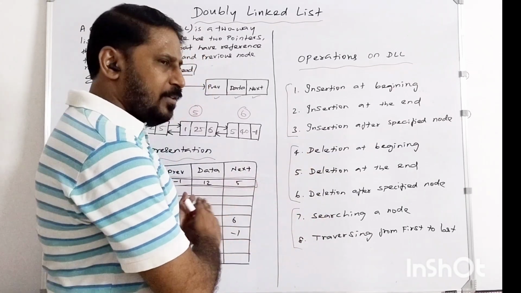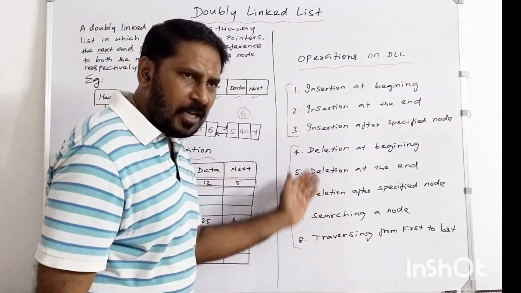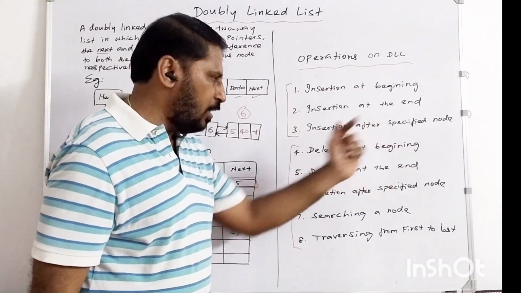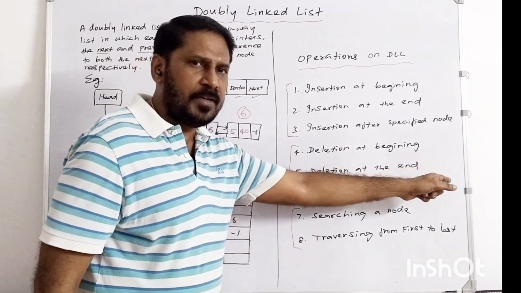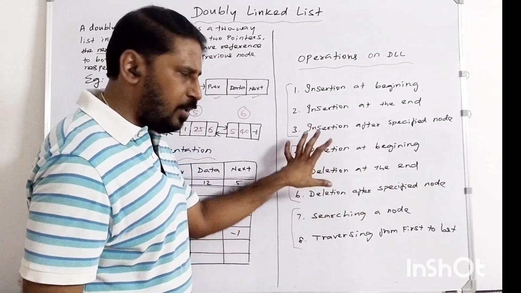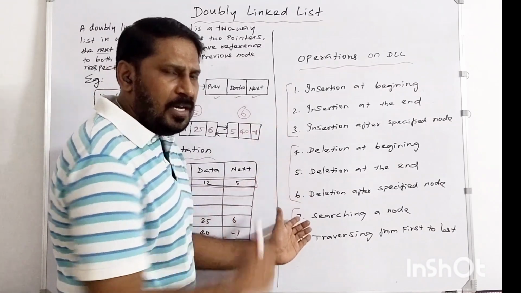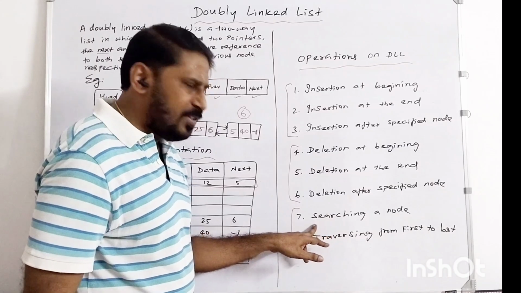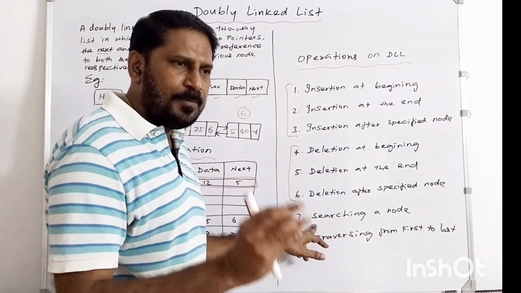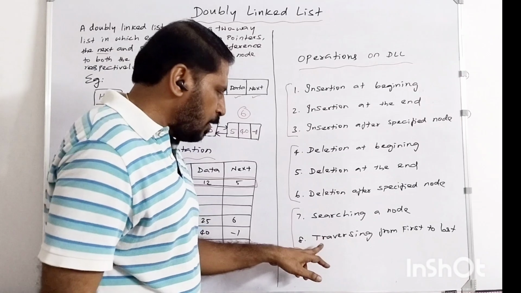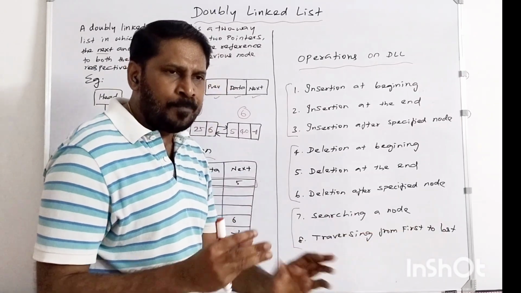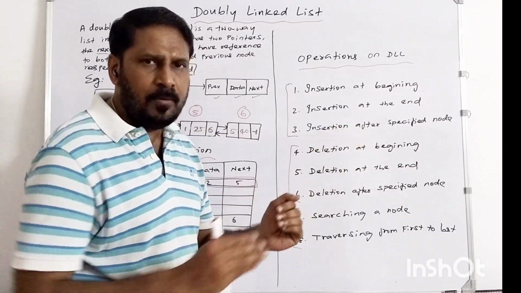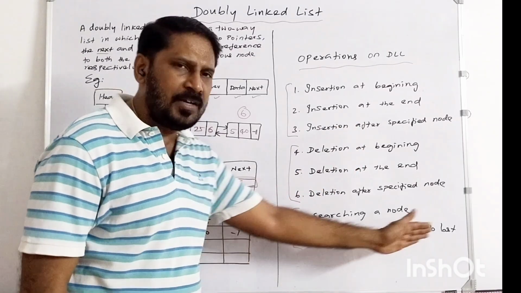And what about deletion? As per the singly linked list, here also there are 3 types of deletion possible: deletion at the beginning, deletion at the end, and deletion after a specified node. Apart from insertion and deletion, 2 other operations are there: searching a particular data in a doubly linked list, and traversing from first to last. Usually traversing is nothing but going from head to the last node. We call this traverse.